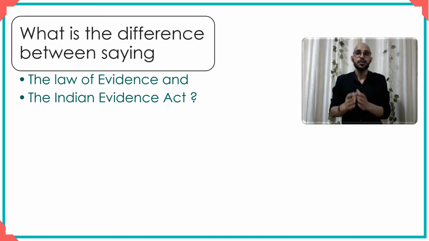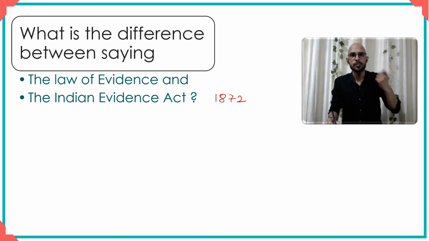Alright. So in reference to the law in India relating to how evidences are to be dealt with, what is the difference between referring to that as, on the one hand, the law of evidence and on the other as the Indian Evidence Act? You see, we are aware that Indian Evidence Act is an act of 1872, right? And it is the law that governs the law of evidence in India. So why am I making a distinction between these two terms?